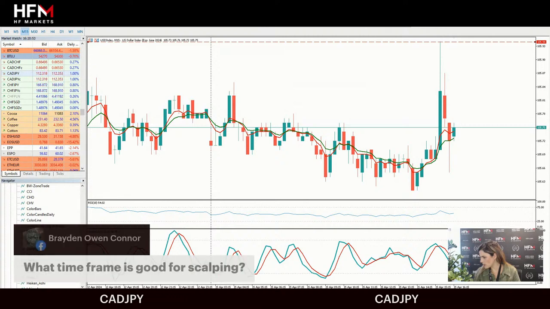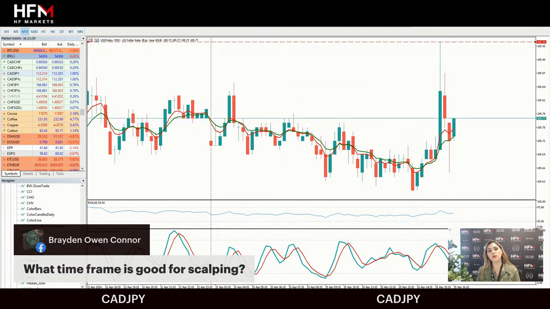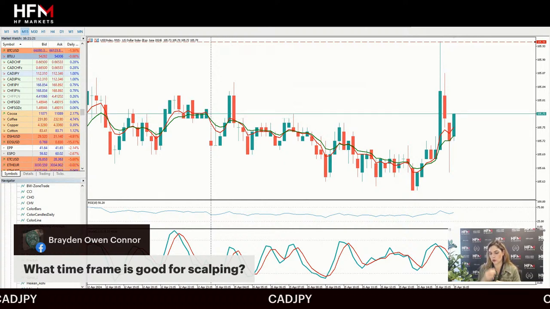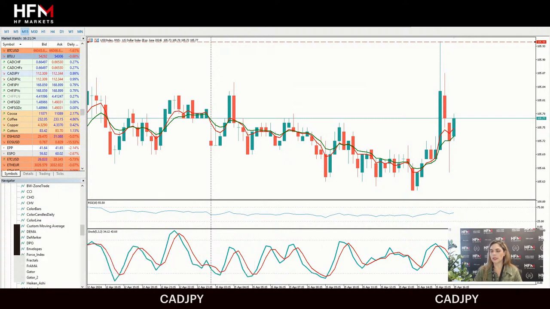On Facebook, Conan is asking what time frame is good for scalping. Scalping refers to short time frames, and by saying short time frames, we mean the 30-minute chart, 15-minute chart, or even 5-minute chart. So scalping involves making multiple trades in a very, very short period of time. So it requires very quick exit points as well. That's what scalping is about, dear Brayton.